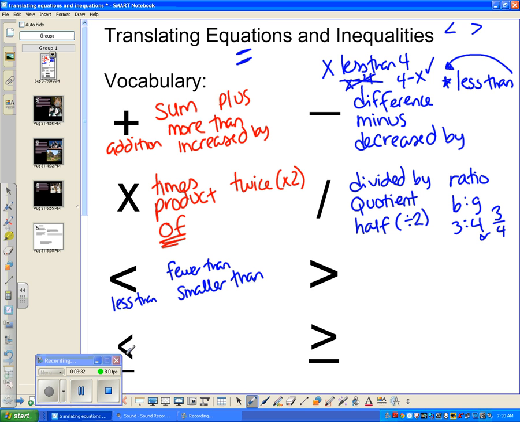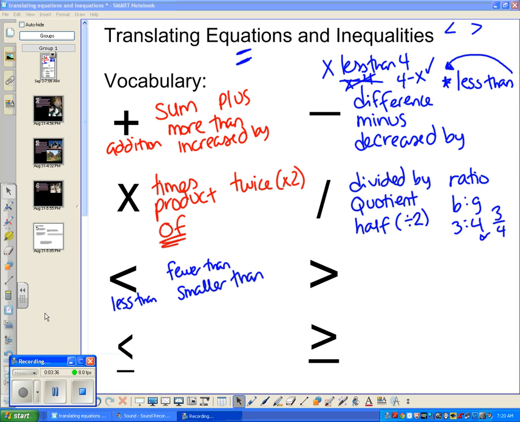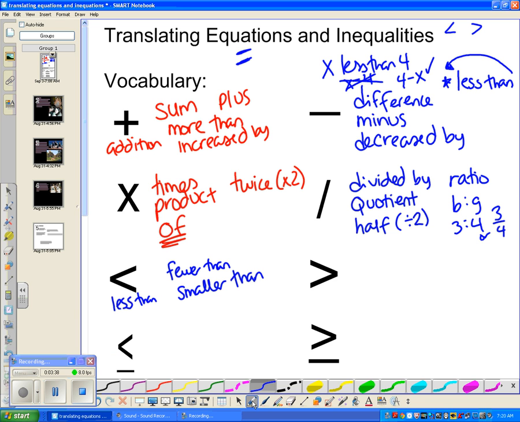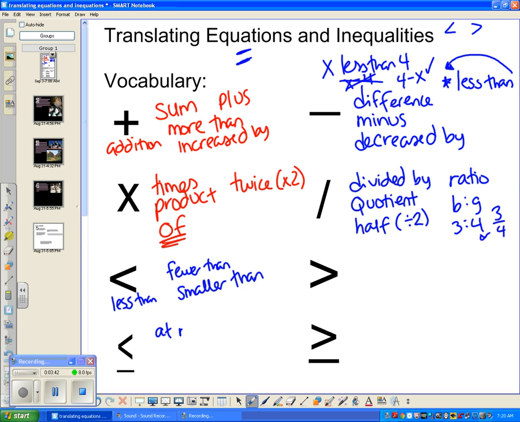Similarly, for the less than or equal to, that means it can equal that number, but it could also be smaller. Some words that represent that are at most, a maximum of, or no more than.